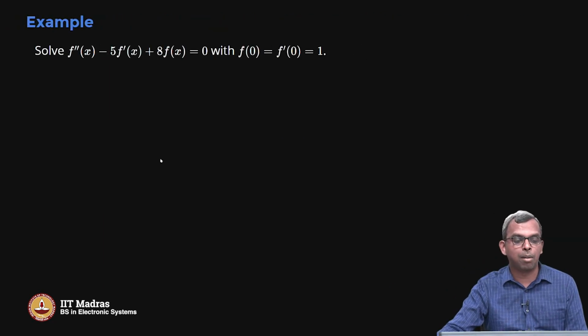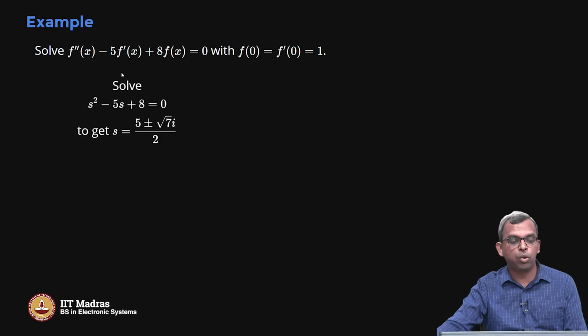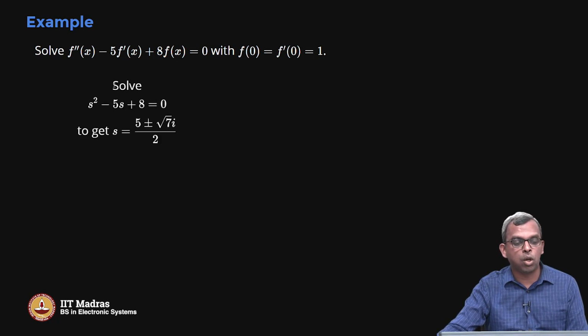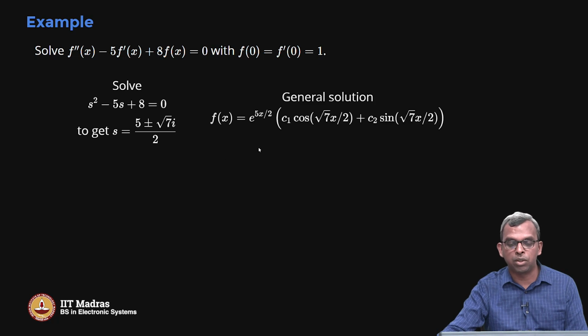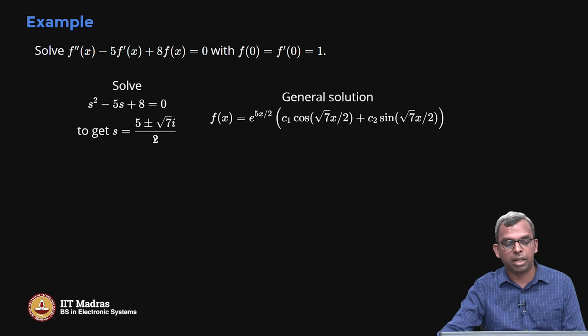Okay, so let's go back to our example here: f double prime minus 5 f prime of x plus 8 f of x equal to 0, f of 0 equals f prime of 0 equals 1. This is my initial condition. So if you find the roots here, you see that they become complex conjugates. You can see 25 minus 32 is negative, so you will get this. So s is 5 plus or minus root 7i by 2, or 5 by 2 plus or minus root 7 by 2 i. So what is my general solution? I know it's e power 5x by 2, e power Rx, times C1 cos root 7 by 2 x plus C2 sin root 7 by 2 x. This is my general solution.